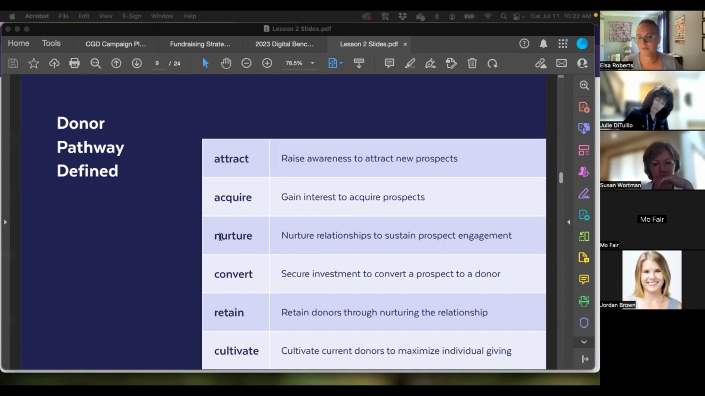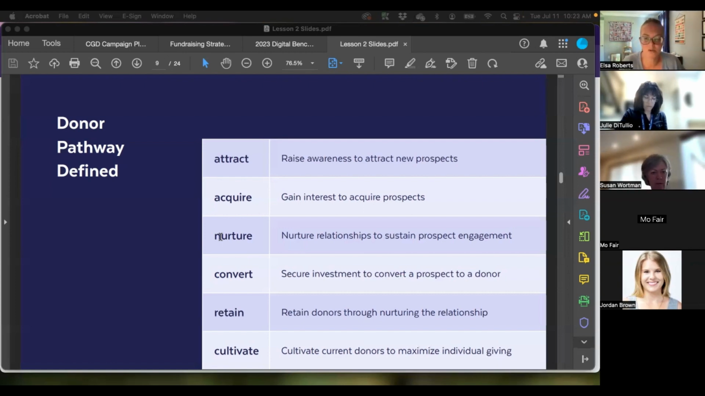Nurture is where, as the name implies, you keep people engaged and interested. You nurture that relationship so that it continues. Once that relationship is solid, you can start working to convert someone into a donor. Once they have become a donor, you want to retain those donors. I think we all know how hard retention is for first-time donors. It hovers around 30% most years, on the whole within the field. But it's really critical, because once you retain someone and get them through that first-year mark, they're likely to remain a loyal donor for many years to come.